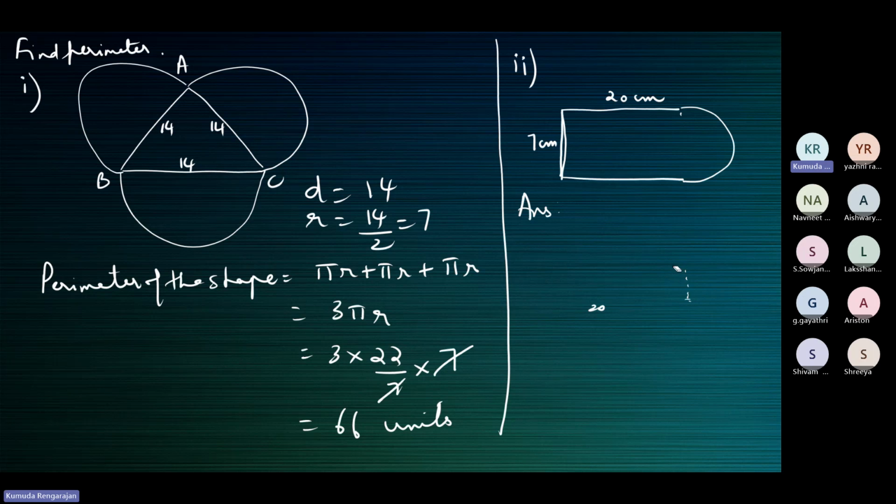Once again, this shape is made up of 3 line segments and 1 arc. That 1 arc is a semicircle. The 3 line segments are 7 centimeters, 20 centimeters, 20 centimeters. See, opposite sides are equal. This 20 is not given, but opposite sides are equal, so it is 20. The arc is a semicircle. This one is a semicircle.